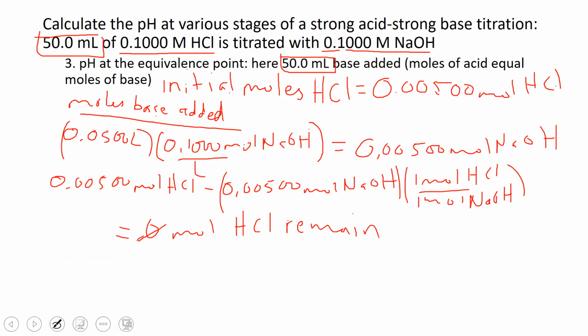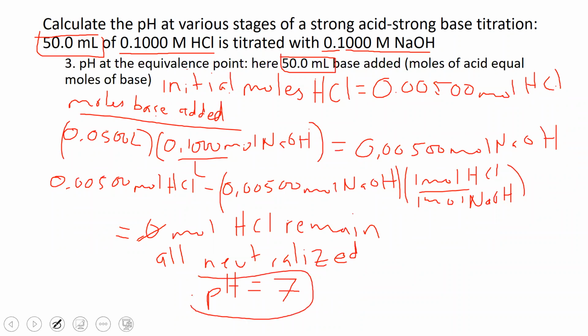Okay. At that point, that says that all of the HCl is neutralized, right? So you've turned all that HCl into water. Well, now you have water, but you have sodium ion and chloride ion in it, but those are both neutral ions. So your pH at that point is just 7, okay?